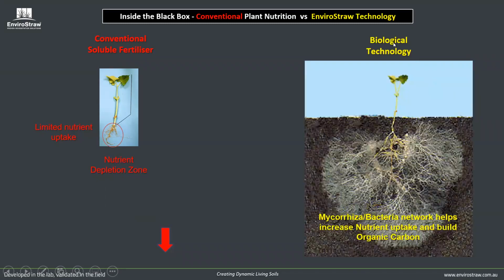If we look at the biological system that we use in EnviroStraw, we use a whole load of microbiology, starting with mycorrhizal fungi, and they grow out into the system, attach to the root and grow out into the soil. And as you can see, huge volume compared to the conventional system. So they can pull nutrients and water from a long distance away. And effectively, we can increase the drawing power of this root system up to 1,000-fold. In addition, we've got beneficial bacteria and fungi that are free living, that move in and out, pulling nutrients in as the plant requires them.